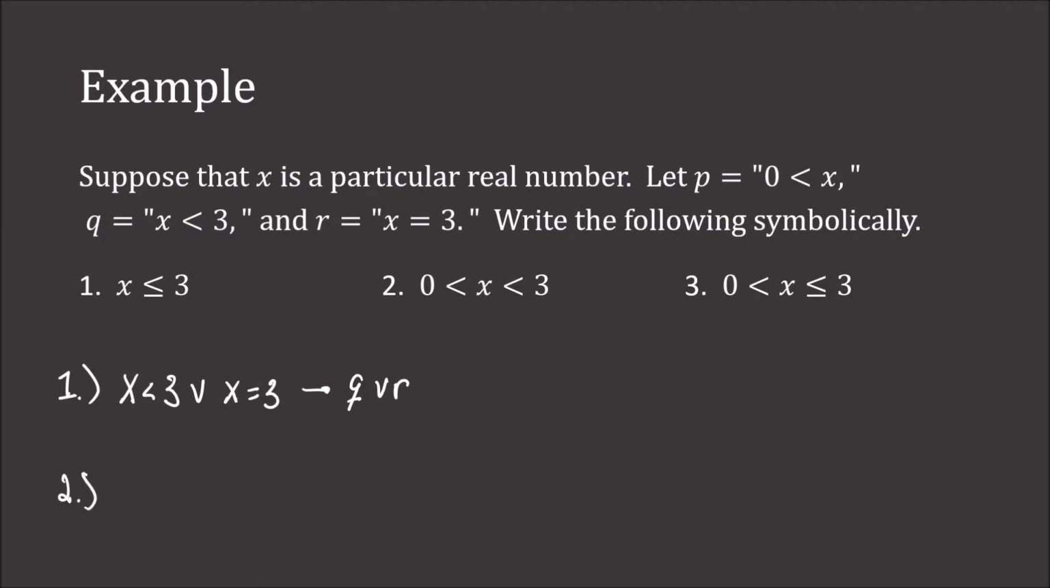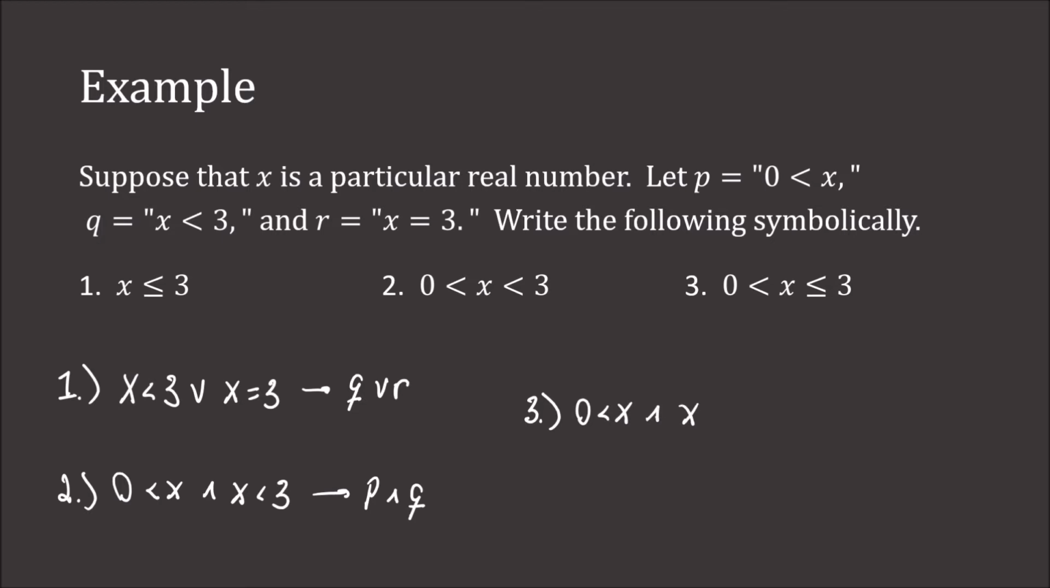The second one, 0 less than x less than 3. So p is 0 less than x. Well, let's first write it this way: 0 less than x and x less than 3. Now, 0 less than x is p, and x less than 3 is q, so we have p and q.